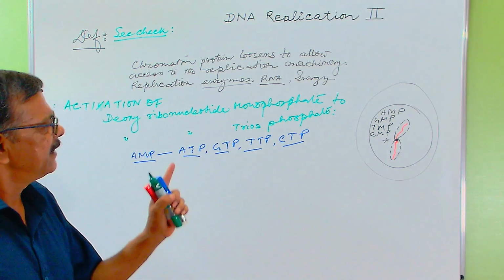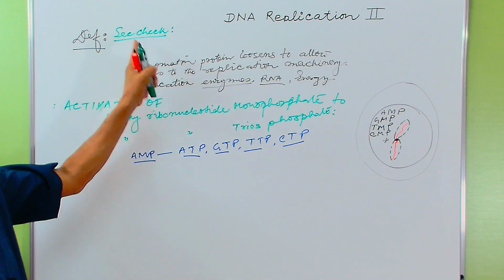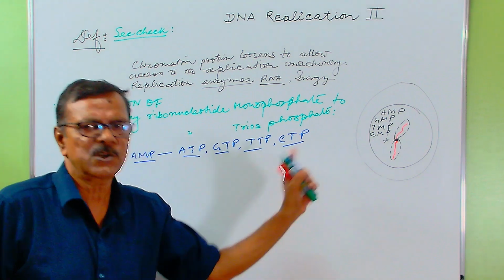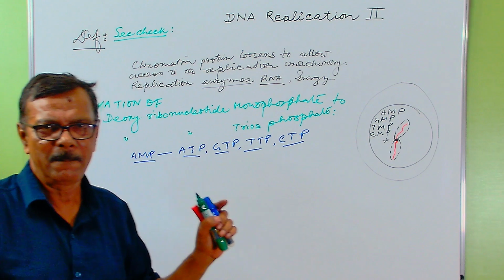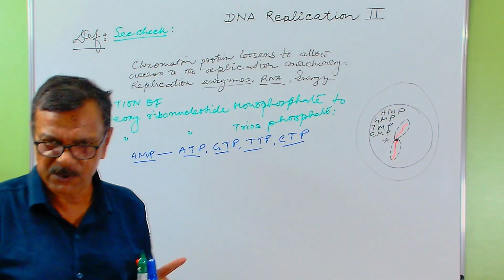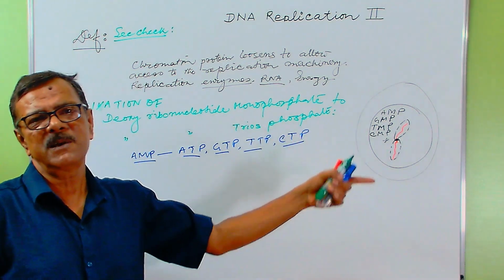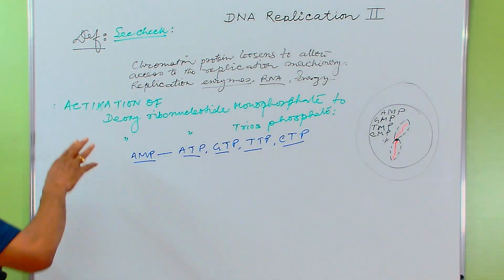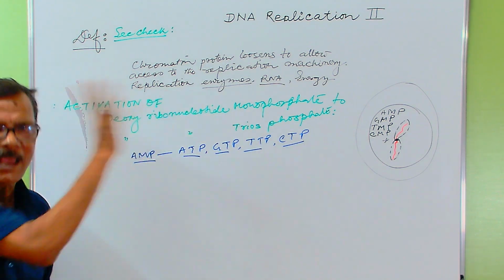Okay, first you will write that number 1 definition: the cell will allow replication machinery free access to the DNA for replication. For that, the chromatin protein, mainly made up of histone protein, will loosen itself to allow the replication machinery to do the replication of DNA. Then, first, activation of deoxyribonucleotide monophosphate to triose phosphate.